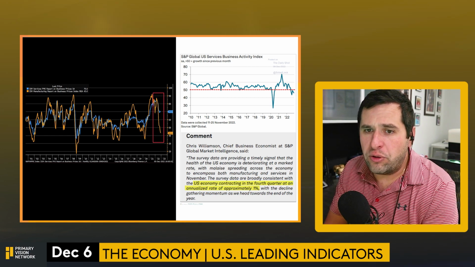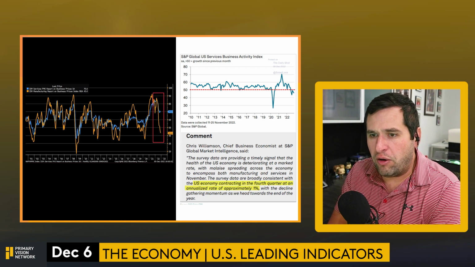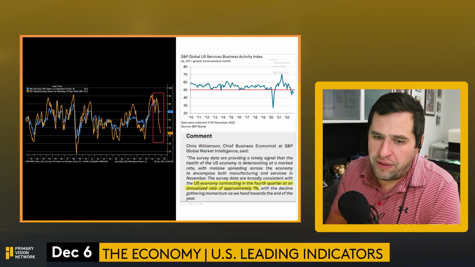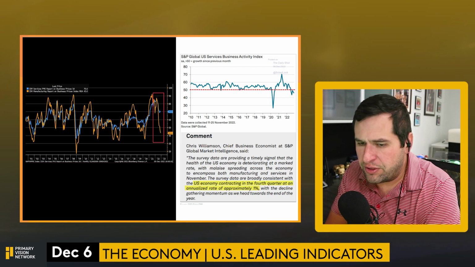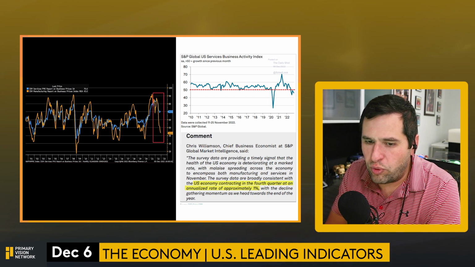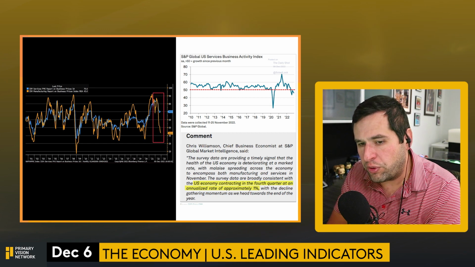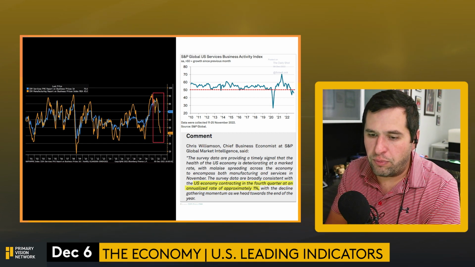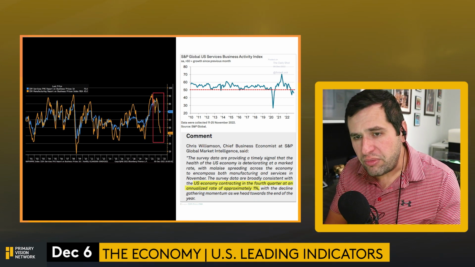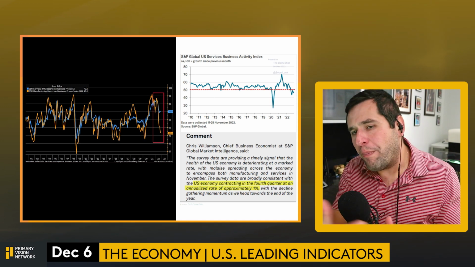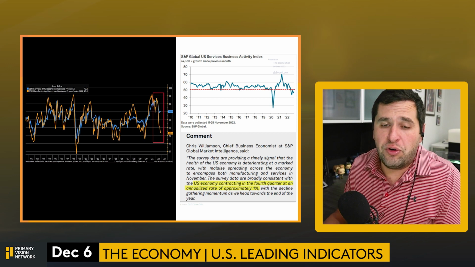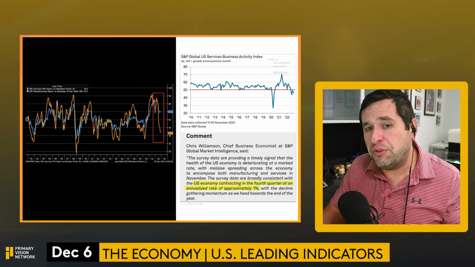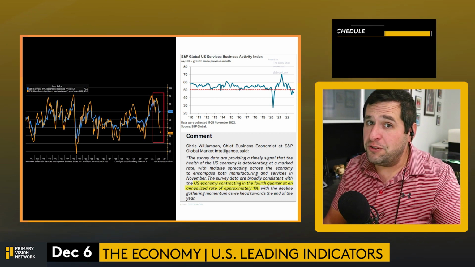Now, the S&P Global U.S. service business activity fell into contraction. And then a quote from Chris Williamson, the one that's highlighted: the survey data are broadly consistent with the U.S. economy contracting in the fourth quarter at an annualized rate of approximately 1%. And that's where we see that momentum declining in multiple areas. But realistically, the service area is the one that's held up the best.